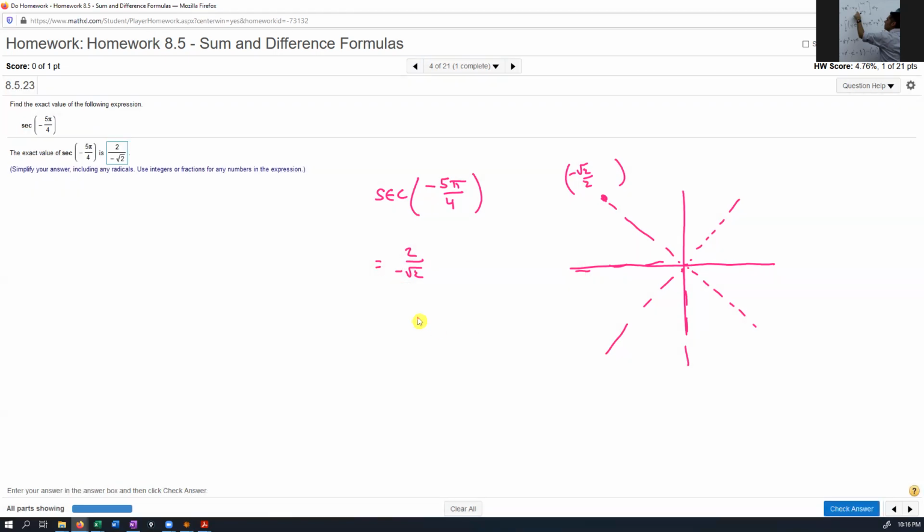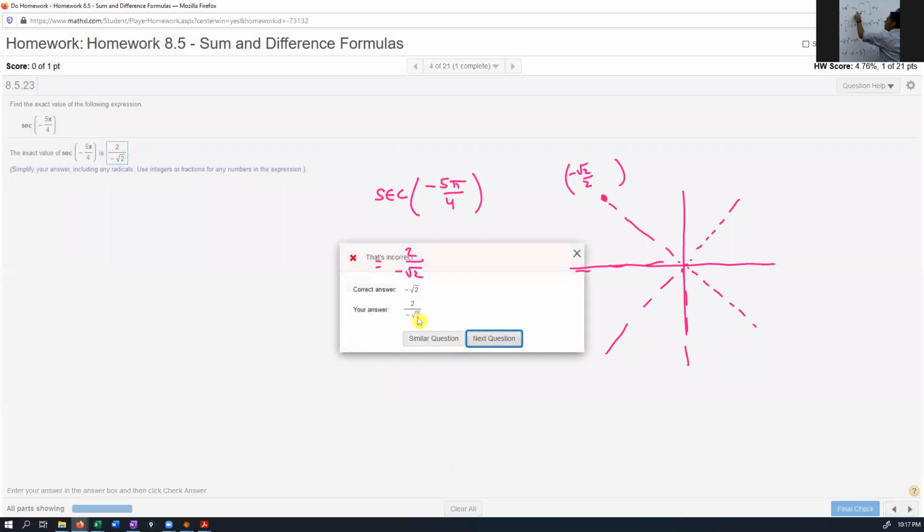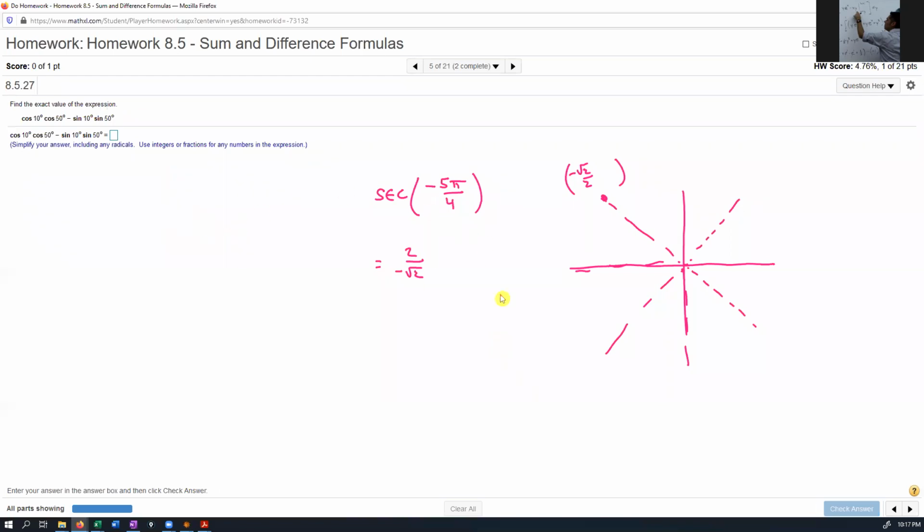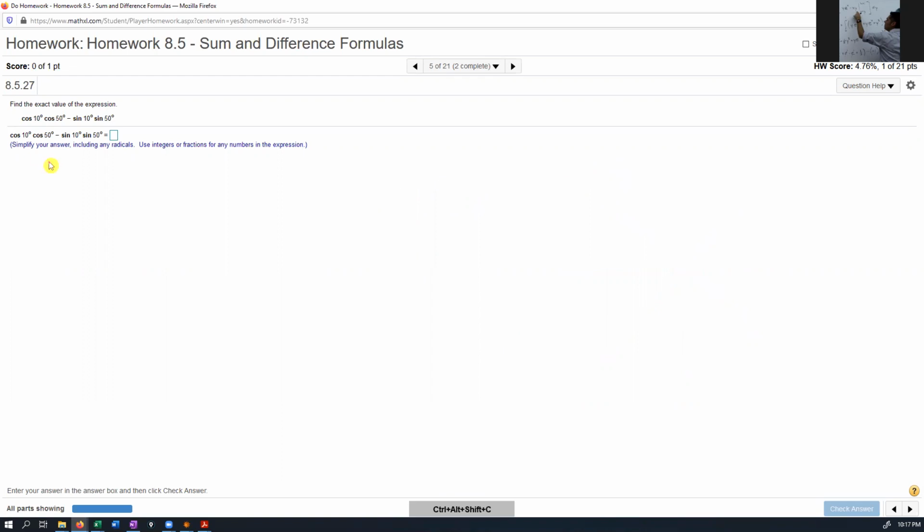Oh, goodness gracious. What's going on? Secant, reciprocal of cosine. 1, 2, 3, 4, 5. They probably want me to rationalize that. Yeah, they want me to rationalize that. Okay, I'm moving on. They wanted me to multiply the top and bottom by square root of 2, which I didn't do. Okay, point taken.